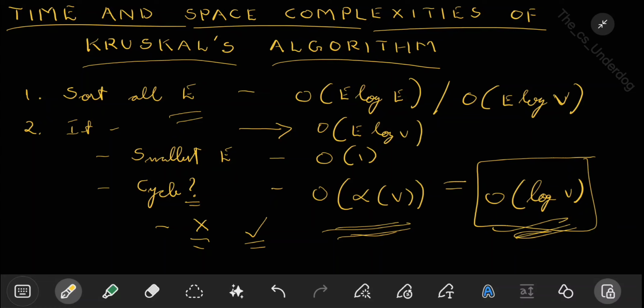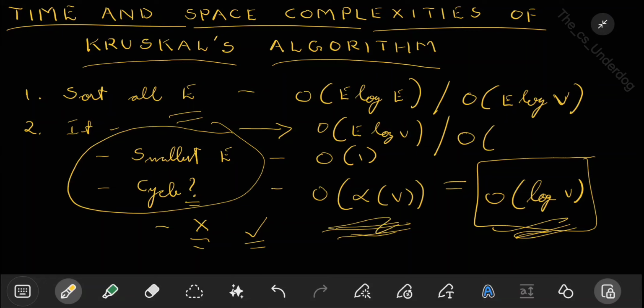Why is this E into log V? Because you are doing this loop E times. E is the number of edges. Even if you go E times into this loop, still your time complexity will be order of E log V. So this will either be order of E log V, or if you consider the inverse Ackermann function, in that case it will be order of E into alpha of V. So either of these will be your time complexity.